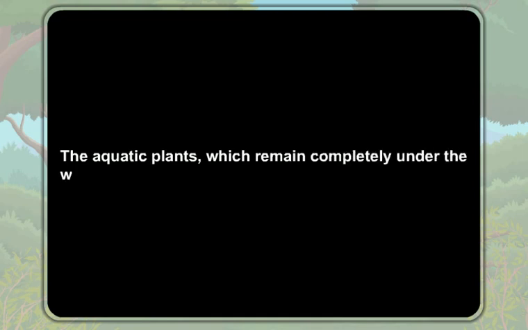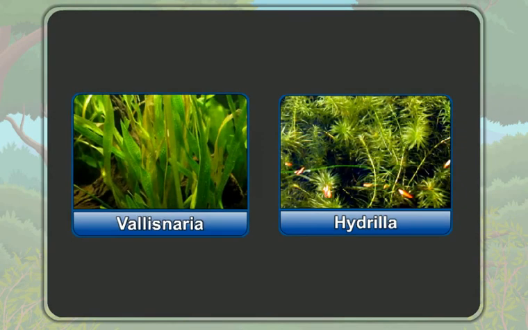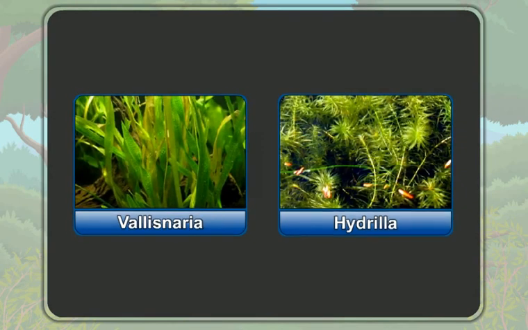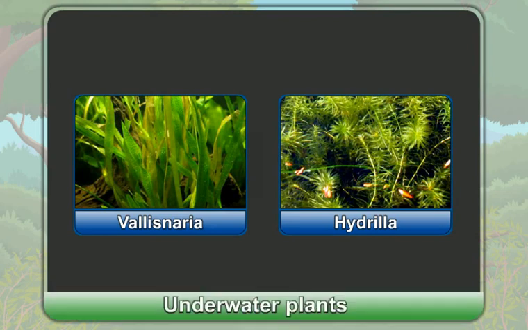The aquatic plants which remain completely under the water are called underwater plants. So, plants like a vallisneria and a hydrilla are underwater plants. Underwater plants are also known as submerged plants.